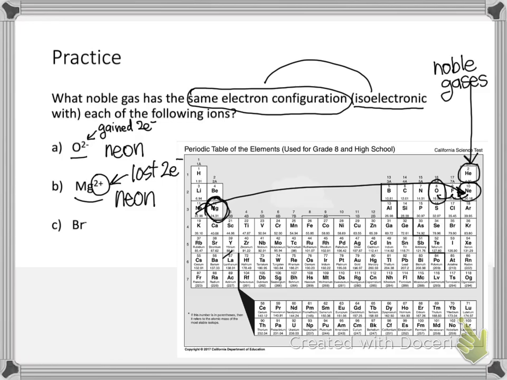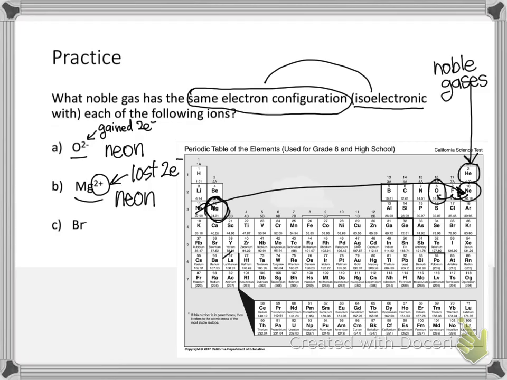Now let me clarify. Oxide ion and magnesium ion are not changing into neon. They just have the same electron configuration. The identity of the atom is determined by the protons, and we're not changing protons, we're gaining and losing electrons. You also might notice that I called the magnesium ion the magnesium ion. Cations are named the same as the element, so their name doesn't change.